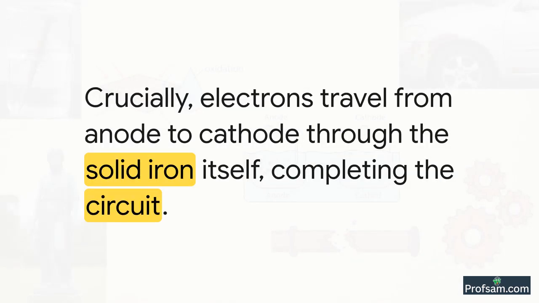Now, this is the most crucial part to understand. How do the electrons get from the anode to the cathode? They travel through the solid iron itself. The metal acts like its own wire. This flow of electrons completes the circuit of our tiny electrochemical cell.